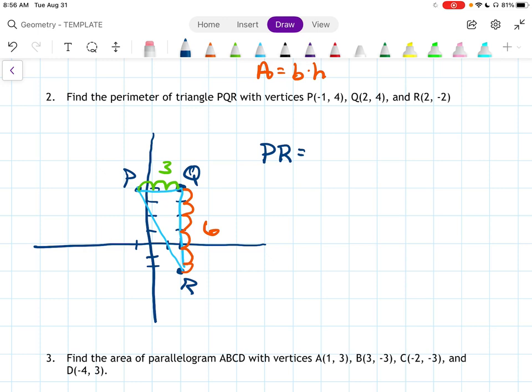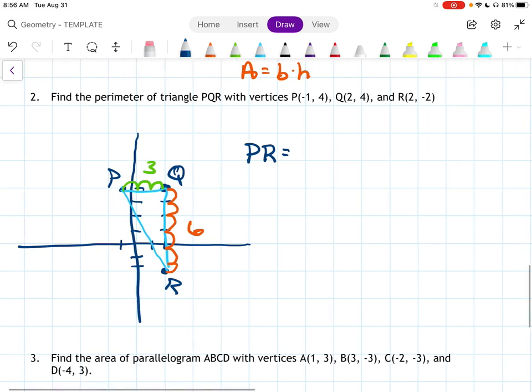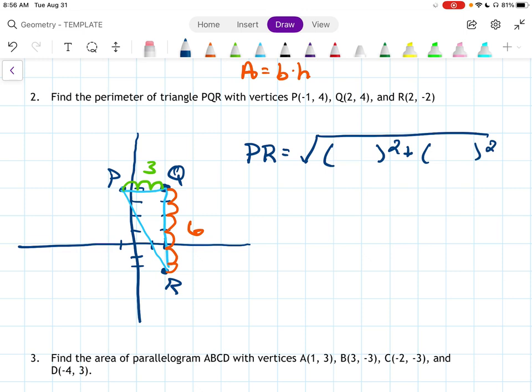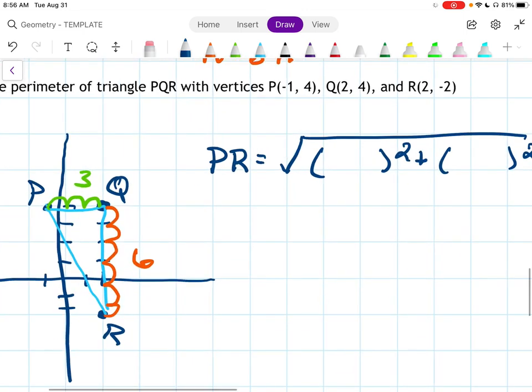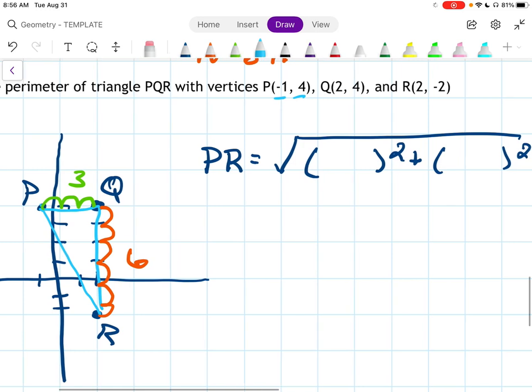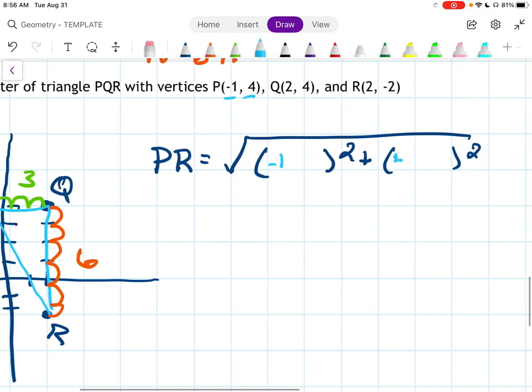I need to use the distance formula to find out how long that is. We could use the Pythagorean theorem, but since we've been using distance formula, that's what I'm going to use. So I'm going to have my big square root, parenthesis squared, parenthesis squared. I'm going to grab my points from P, which are -1, 4, then put my minuses in there, and then look at my point R, which is at 2, -2.